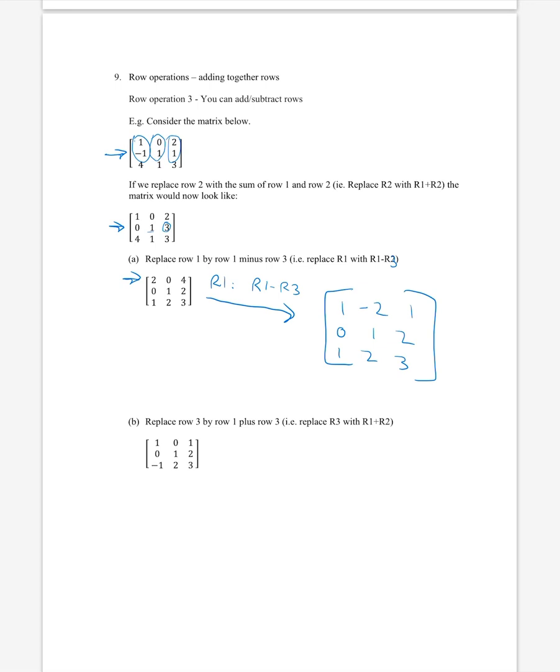Okay, why don't you try B? So we're going to replace row 3 by row 1 plus row 3. So row 3 is going to become row 1 plus row 3. Okay, so we're leaving the top row and the middle row, and now the bottom one becomes 0, 2, and 4.